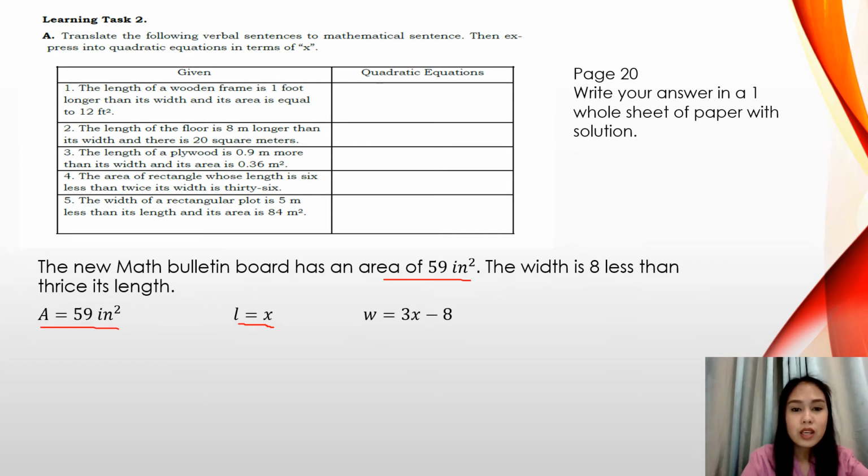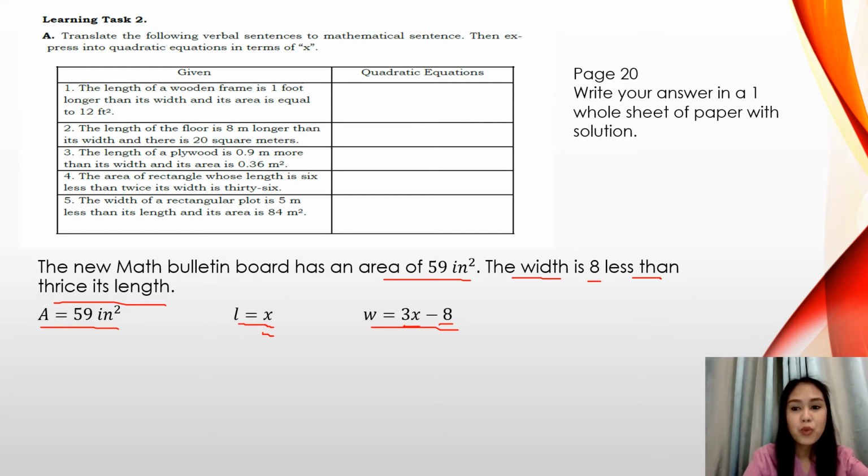While the width here, we represent it as 3x minus 8, because it says the width is 8 less than thrice its length. We multiply 3 times the length. Since we do not know the measurement of the length, we assign it as x. So that would be 3x. Thrice its length represents 3x, and 8 less than is minus 8.